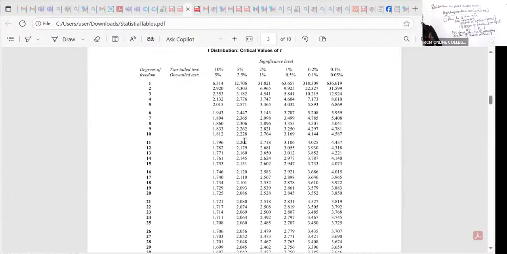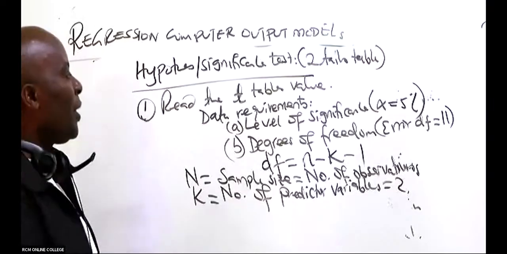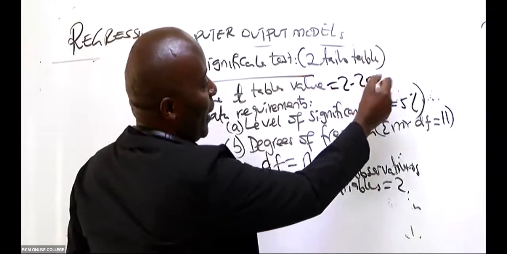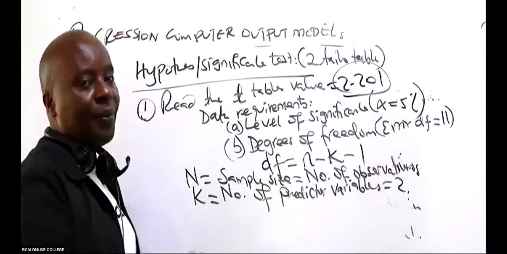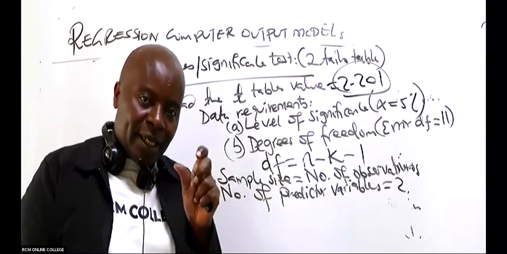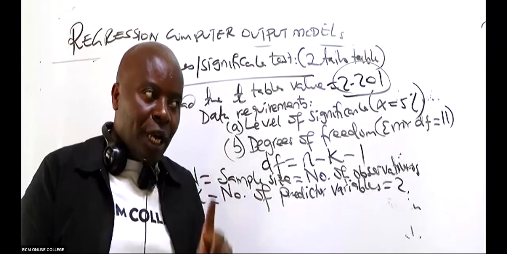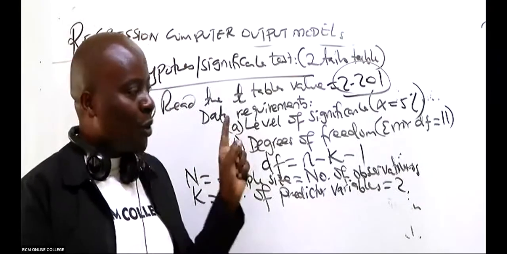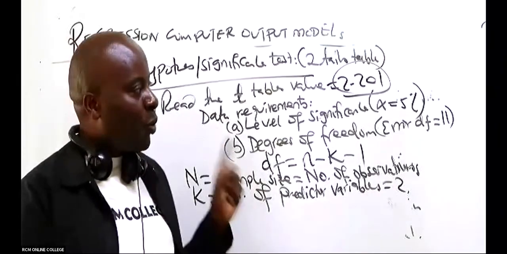Don't worry about that, I'll show you. Our level of significance is 5%, and we are carrying out 2 tails, so we have here 2.201. Read the T table's value. We are seeing it is 2 point, but don't just write it the way it is, I'll show you how to get it. Remember, we have 5% under 2 tails, and then you go down with the degrees of freedom, 11. You'll be able to see that 2.201.